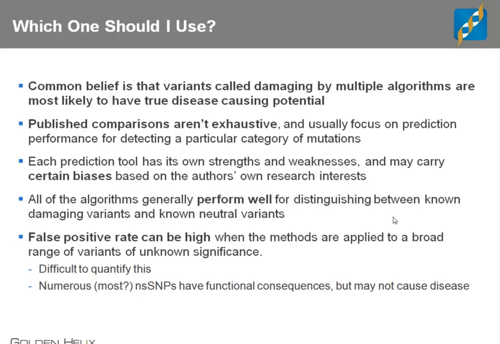And as we can see in those Venn diagrams we were looking at, the false positive rate is likely to be high when you apply these methods to a broad range of variants of unknown significance. If you can reduce your variants based on other factors, perhaps based on genes that are in a pathway expected to be related to the phenotype you're studying, it can really help with improving the prediction rates.